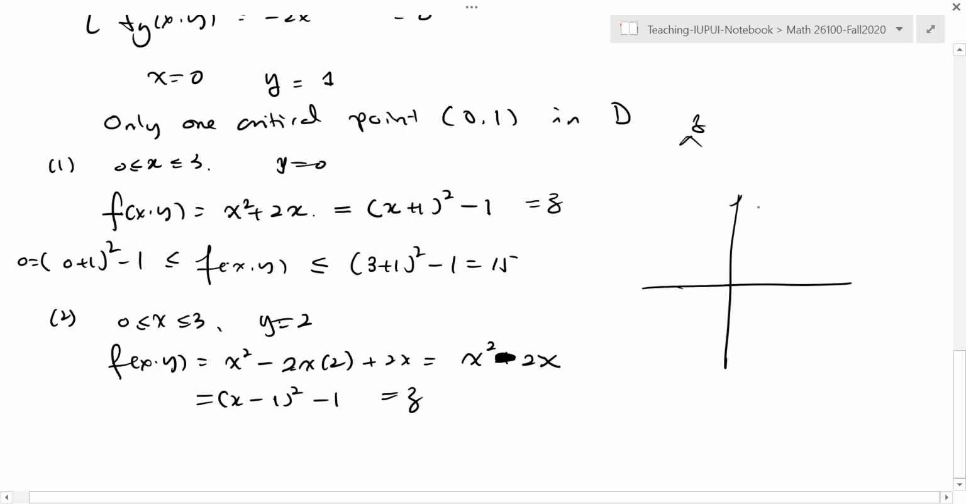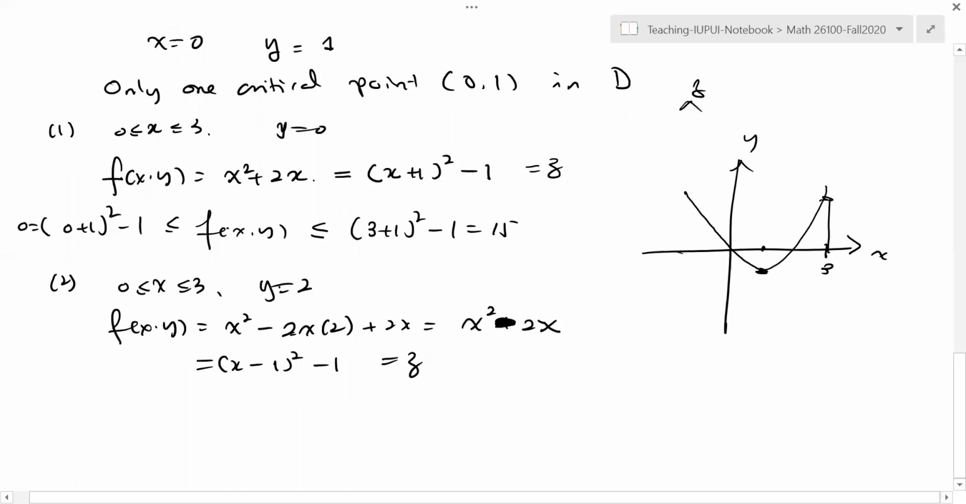If you want to draw the graph for this function, here's x, here's y. X is between 0 and 3, and this is 1. This is a parabola. When x equals 0, that's 0, so it's passing through that point. Now look at this picture. You will see what the maximum value and minimum value are. Clearly, the maximum value is when x equals 3: 3 minus 1 squared is 4, minus 1 is 3. So that's the maximum value.